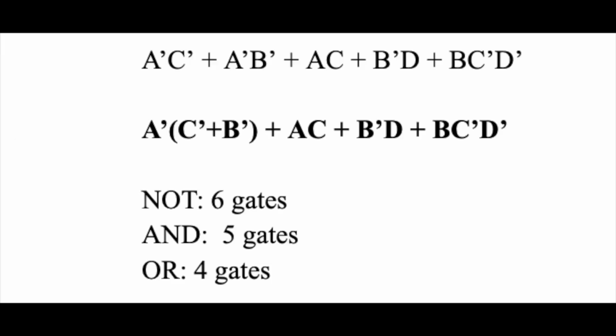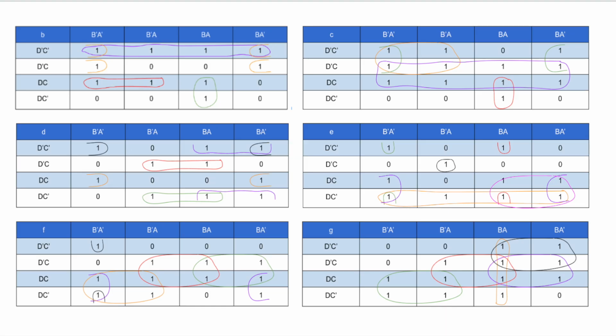So from this, we can actually do some factoring as well, just to simplify the number of gates required. The A prime and C prime, or A prime and B prime, can be simplified by factoring out the A prime. So we get that. So this gives us the final sum of products. And from this, we can see that we require six NOT gates, 5 AND gates, and 4 OR gates. Now the same process is done with all the other letters from A to G in the 7-segment display.